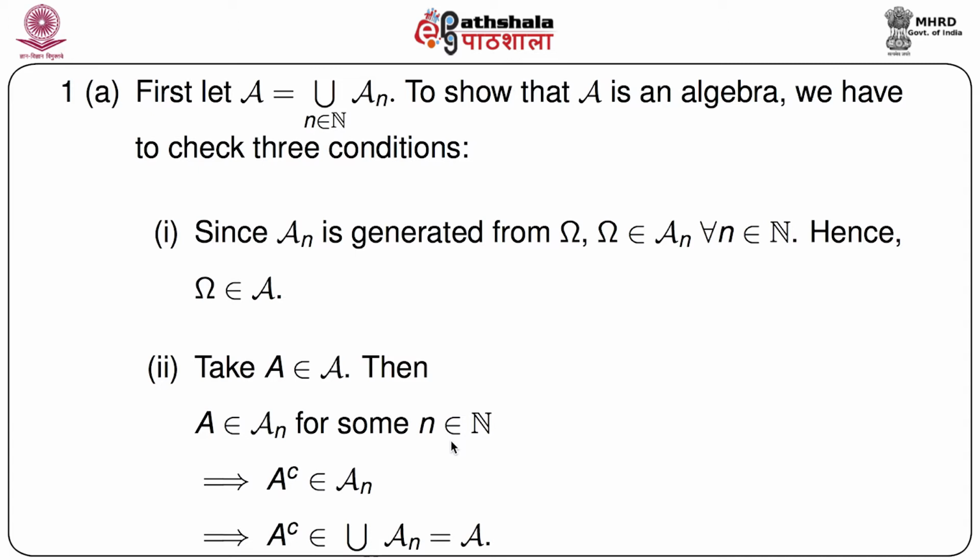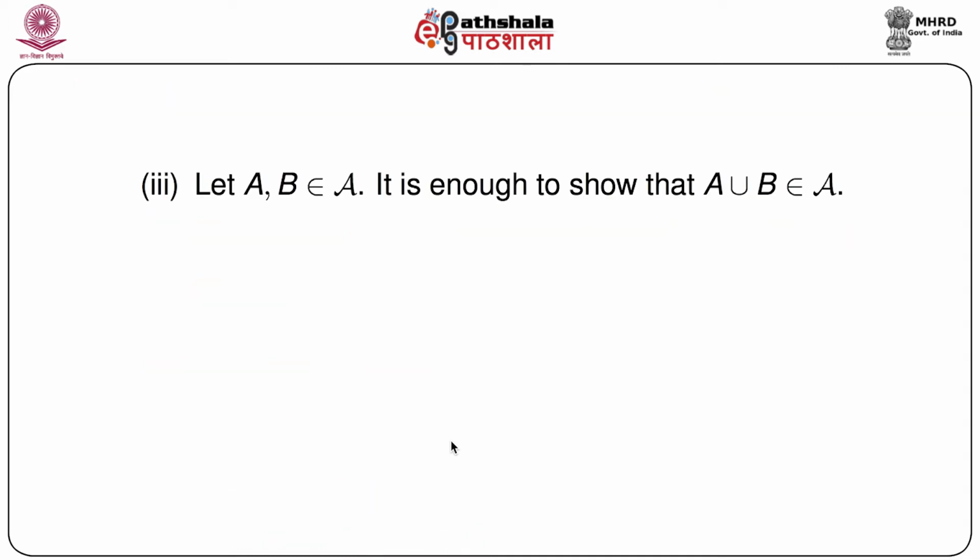The second one is for complementation. Let us take any set capital A belonging to script A. Then capital A belongs to script A_n for some n, which immediately implies A complement belongs to script A_n because A_n itself is an algebra, so it is closed under complementation. Since this holds for some n, naturally A complement belongs to the union of script A_n, that is script A. So the 2 conditions are proved. We are only left with the third one.